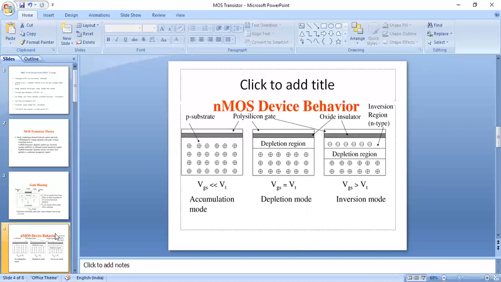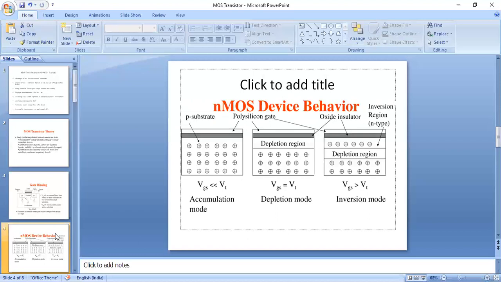Based on the gate substrate voltage and threshold voltage, this MOS transistor is in three modes. The first mode is accumulation mode, where VGS is much lesser than VT. The second mode is known as depletion mode, where the gate substrate voltage is equal to the threshold voltage. The third mode is inversion mode, where the gate substrate voltage is greater than the threshold voltage.